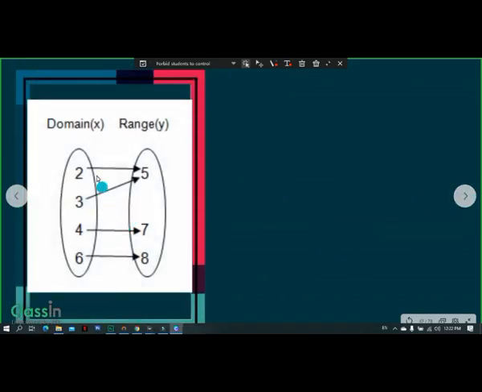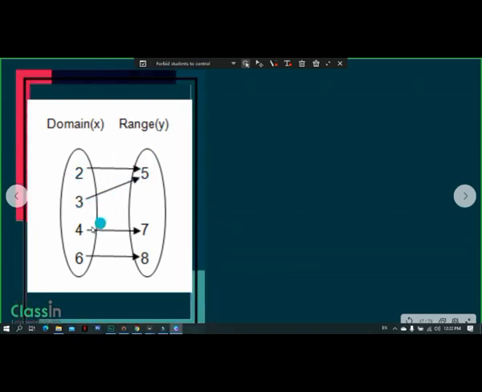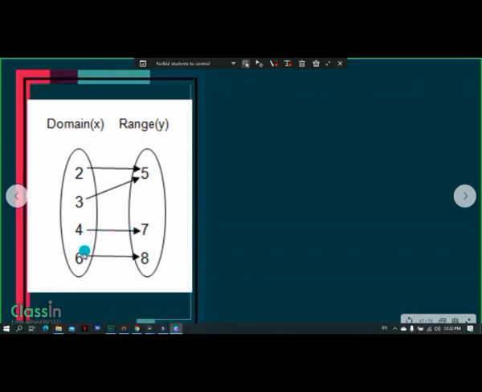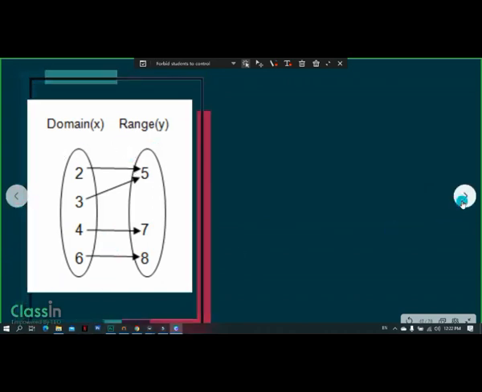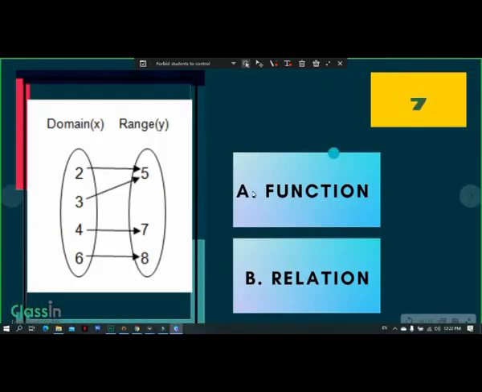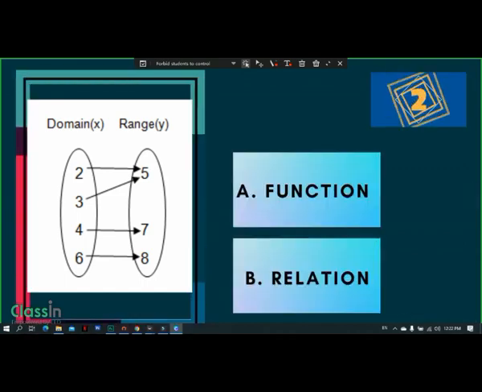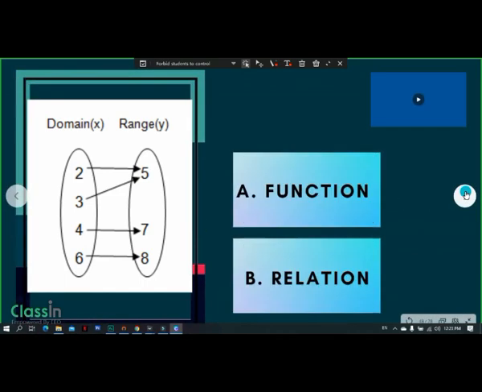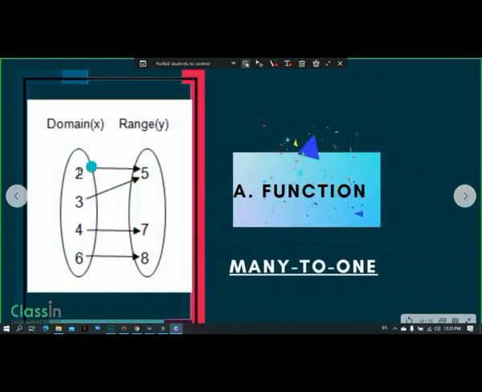Next example, kung makikita mo naman, the possible value of y when x is 2 is 5, when x is 3, 5, when x is 4, 7, when x is 6, 8. So, is this a function? Is this a function or relation? So, the answer is function. This is a function. Ibig sabihin, many to 1.